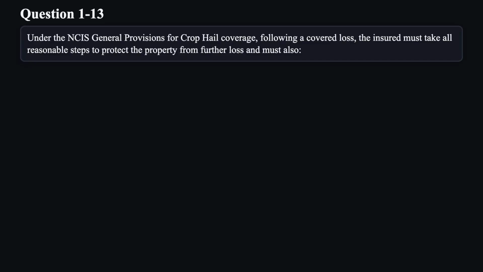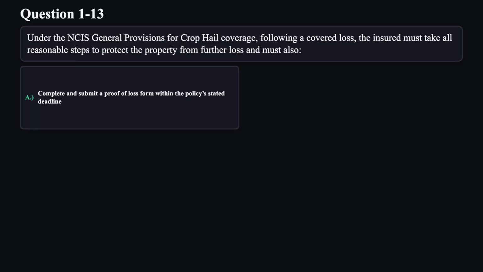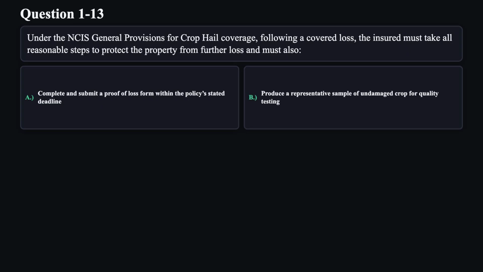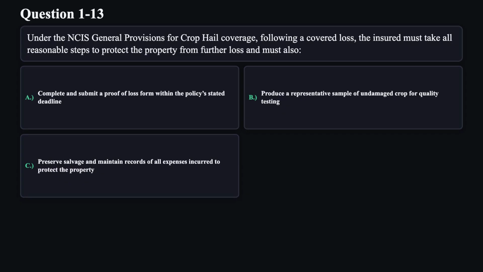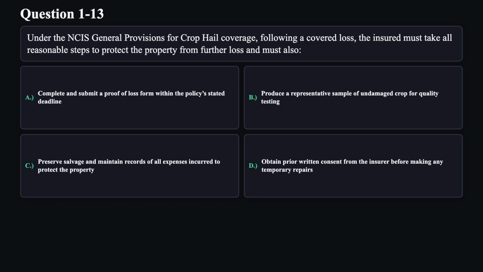Question 13. Under the NCIS general provisions for crop hail coverage, following a covered loss, the insured must take all reasonable steps to protect the property from further loss and must also A. Complete and submit a proof of loss form within the policy's stated deadline. B. Produce a representative sample of undamaged crop for quality testing. C. Preserve salvage and maintain records of all expenses incurred to protect the property. D. Obtain prior written consent from the insurer before making any temporary repairs.